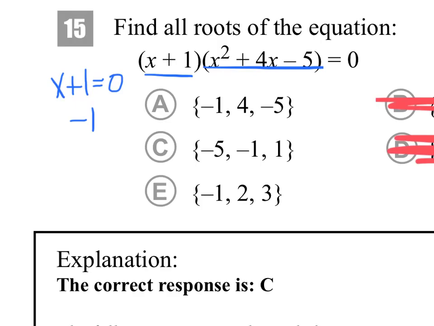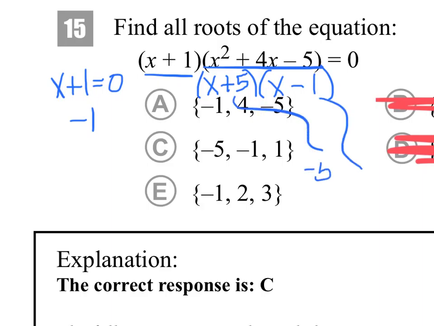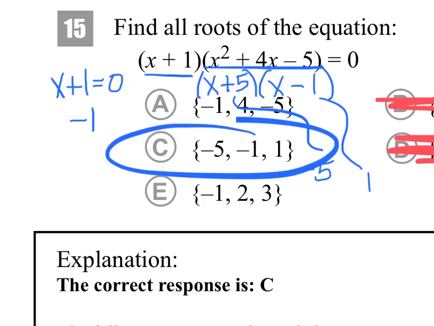Factor out this one. 2 numbers that multiply to get a -5 and add to get a +4. Yeah, 5 and -1. So then when you solve each of these for 0, you'll get a -5 and then a 1. Okay, I knew that. So which one is it? C.